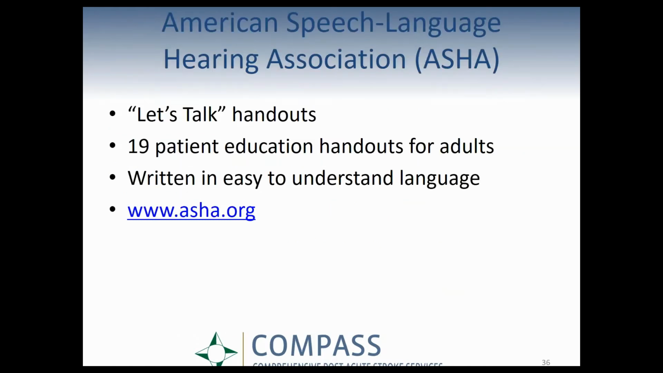And then the American Speech and Language Hearing Association, our national board, does have something called Let's Talk, and these are 19 different patient education handouts for adults in very simple language. They do have DVDs. You do have to purchase them, and they are very, very simple. Most of my families very much appreciate them. It's just a very quick and dirty, this is what the deficit is, this is what can be done, and here are some suggestions.